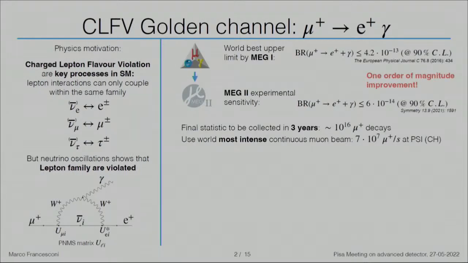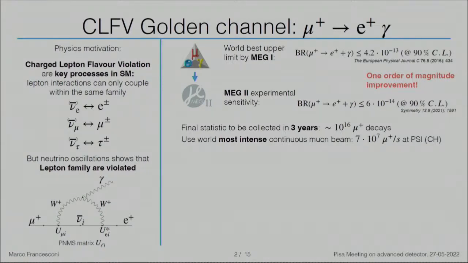Let me start with where we are. The former iteration of the experiment I'm part of actually has the world's best upper limit on this decay, which is 4.2 times 10 to the minus 13 at 90% confidence level. And in these last years, the collaboration went through a very big experimental upgrade, which actually also changed the name from MEG to MEG II. And we plan an order of magnitude increase in the sensitivity, therefore going down to 10 to the minus 14.